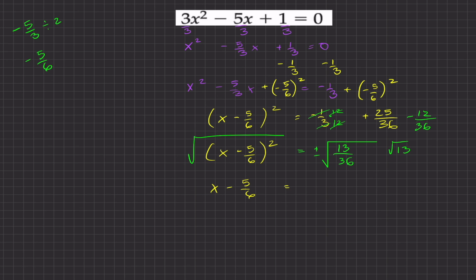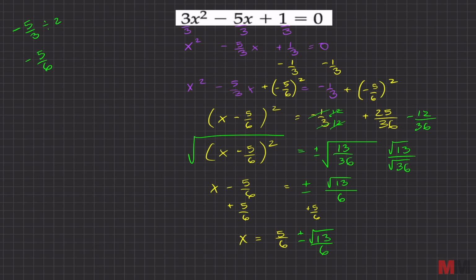Square root of 13 over square root of 36. Don't forget that plus minus. Square root of 13 I can't do anything with, so I'm going to leave that alone. But root 36 turns into a 6. Simplifies to 6. And the final step is to add 5/6 to both sides. Now you got two answers. x equals 5/6 plus or minus square root of 13 over 6.